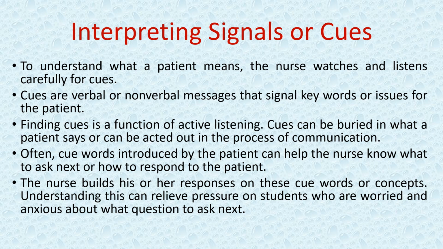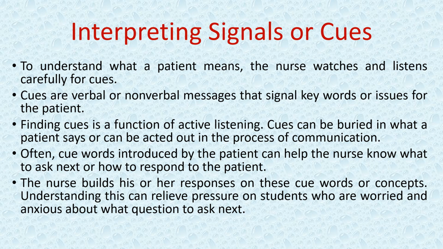After the techniques, how to interpret signals and cues. To understand what the patient means, the nurse watches and listens carefully for the cues. So active listening and active observation should be there. Cues may be verbal or non-verbal messages that signal key words or issues for the patient. Finding the cues is a function of active listening, and cues can be buried in what a patient says or acted out in the process of communication. Often cue words introduced by the patient can help the therapist to know what to ask next and how to respond to the patient.